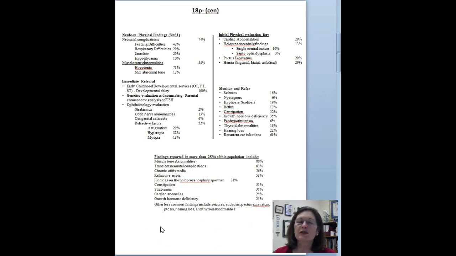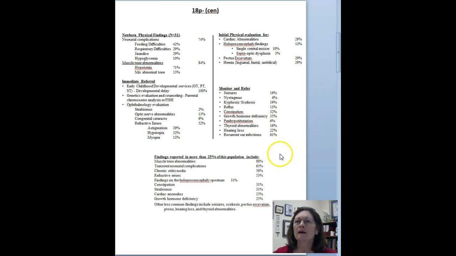This is just information from the management guide so that people at the conference had that handy. It's organized with the physical findings to look for in a newborn with the diagnosis. Once there is a diagnosis, here are the referrals that need to be made and the initial physical exams that need to be performed. And then the list of things that need to be monitored on an ongoing basis. So it's sort of a cheat sheet for physicians to let them know what to focus on.